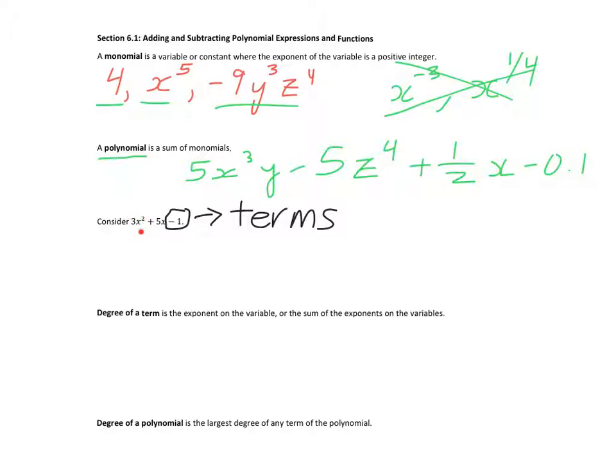Notice the degree of the x is 2. Then the exponent on the next one is 1. And then no exponent here, so it's really like x to the 0. So the exponents go 2, 1, 0. So it's in descending order. We call that standard form.